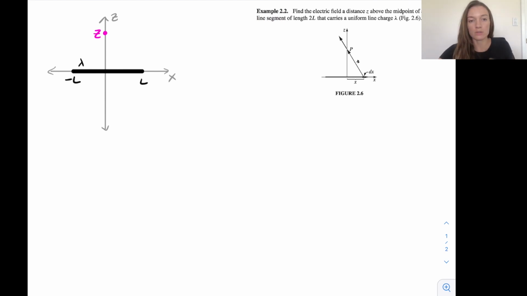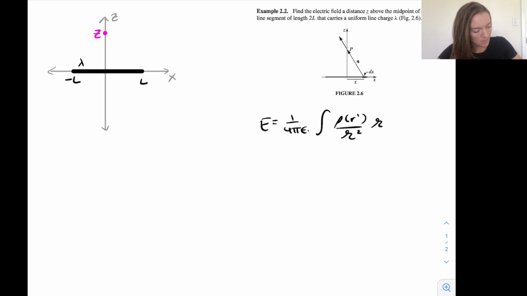Okay, so the first thing we want to do is obviously just write down our formula for finding the electric field. So we're going to be using the full integral over the charge distribution form to find the electric field. In my next video, I'll do these exact same problems, but using the potential, and you'll see that using the potential is a lot easier than doing it this way.